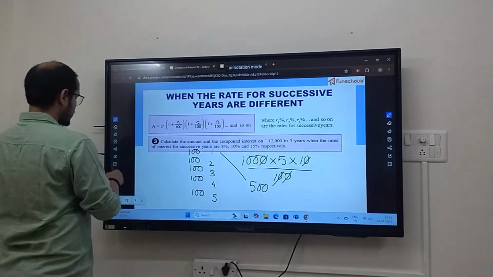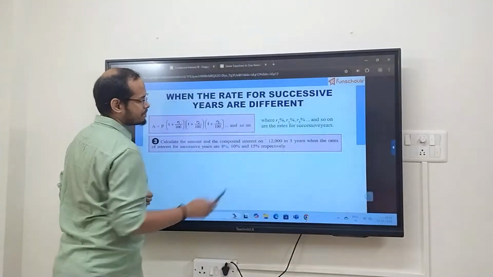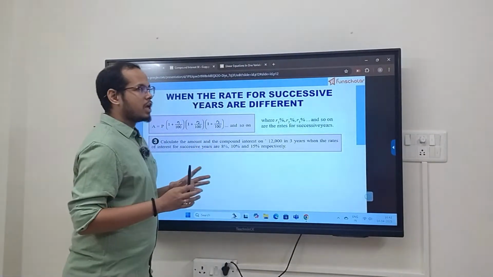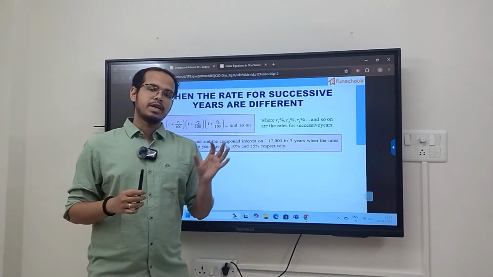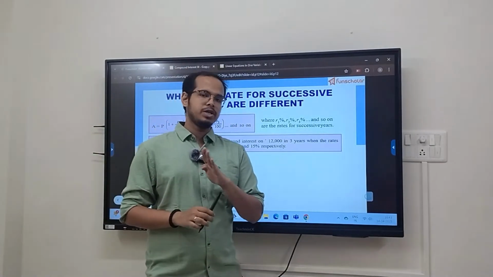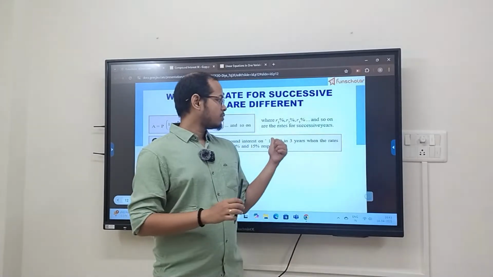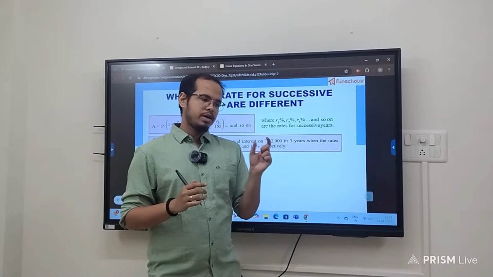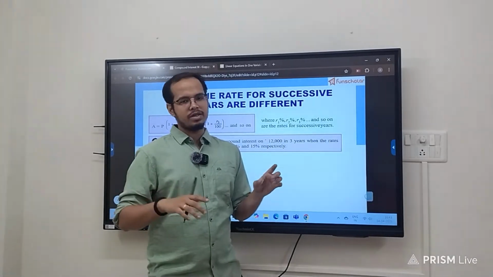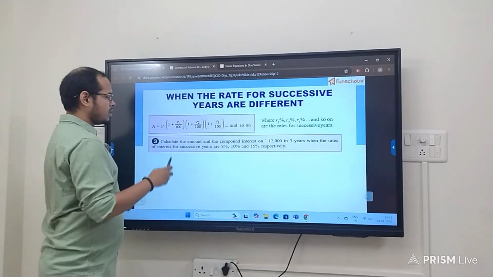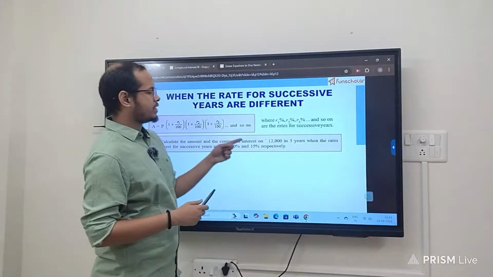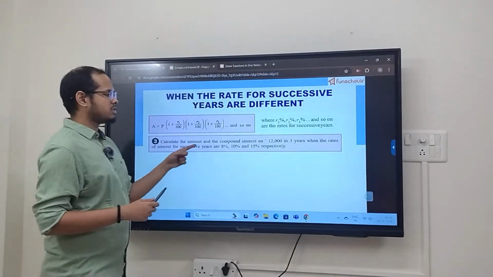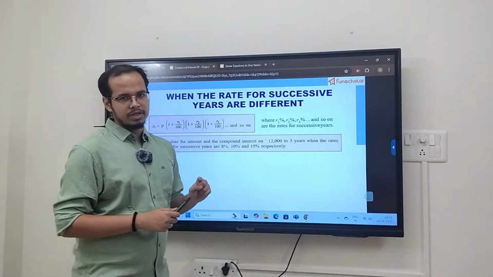Okay, now let's move on to this sum. This particular sum is about successive years. We have been learning interest where the rate percent is the same for each and every year. But now we are changing it. The rate percent is not one particular rate every year; it is increasing or decreasing according to the sum. Let's see. Calculate the amount and the compound interest on 12,000 rupees in 3 years when the rates of interest for the successive years are 8%, 10%, 15% respectively.